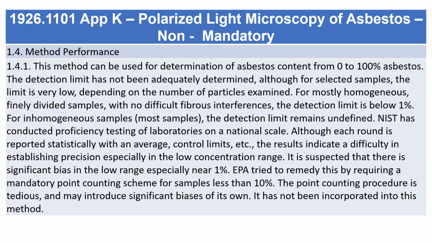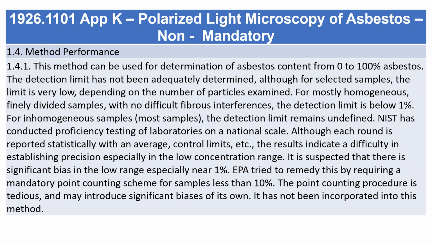1.4. Method performance. 1.4.1. This method can be used for determination of asbestos content from 0 to 100% asbestos. The detection limit has not been adequately determined, although for selected samples, the limit is very low, depending on the number of particles examined. For mostly homogeneous, finely divided samples, with no difficult fibrous interferences, the detection limit is below 1%. For inhomogeneous samples, most samples, the detection limit remains undefined.